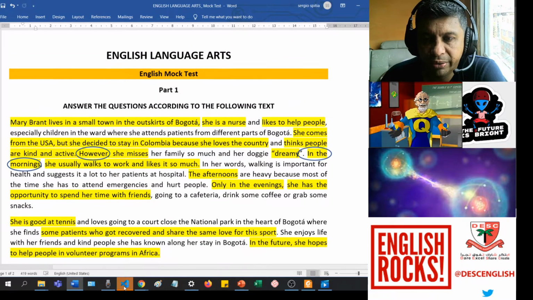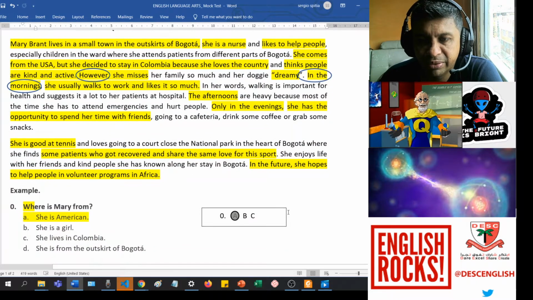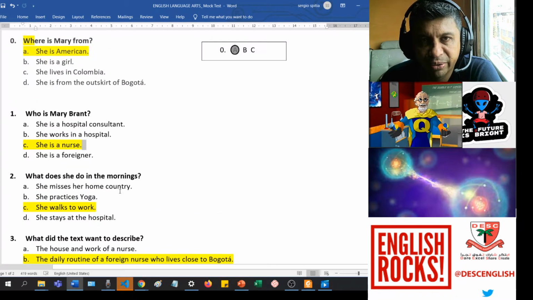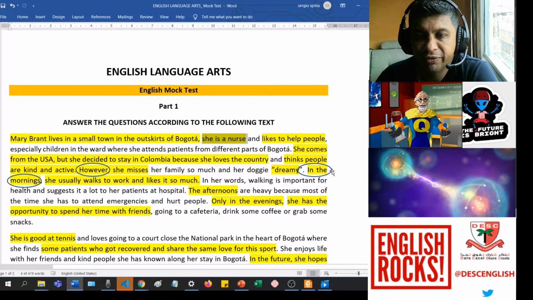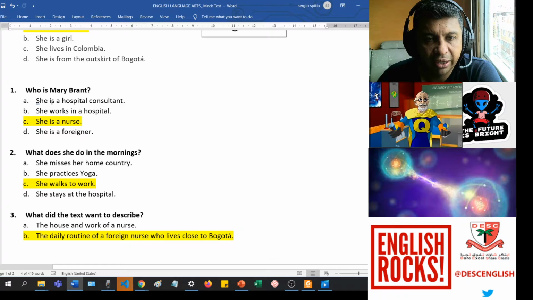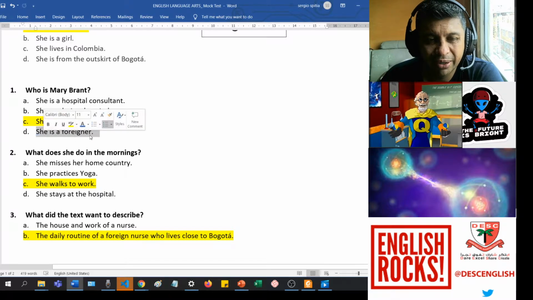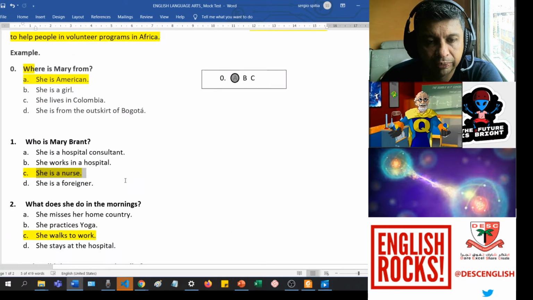What does she do? It's about her occupation or profession. La pregunta se refiere restrictamente a su profesión, a lo que ella se dedica. In this case, she's a nurse. Ella es una enfermera. She's a hospital consultant. No, the text doesn't mention it. El texto no menciona restrictivamente, es decir, de forma específica que sea una consultora en un hospital. Ella trabaja en un hospital, sí, pero de forma específica es una enfermera. She's a foreigner. Yes, sí, ella es extranjera, pero aquí tiene una idea más despectiva, ¿no? She's a nurse. Ella es una enfermera.